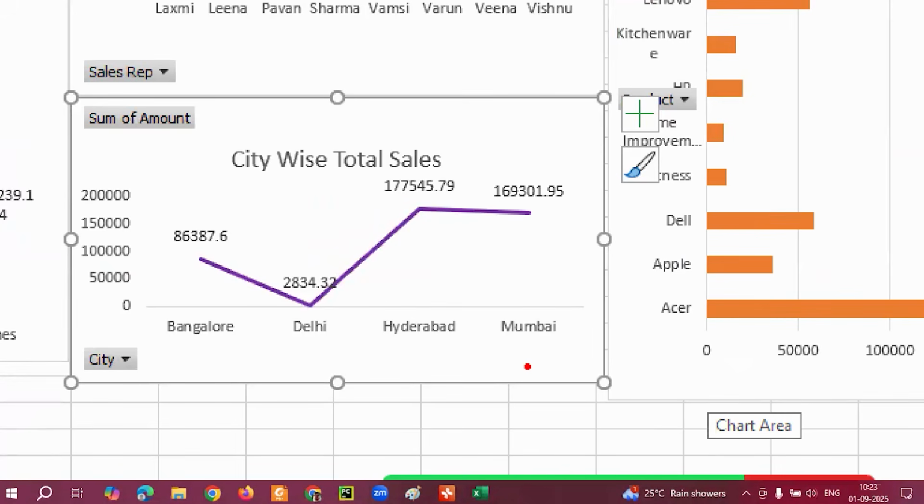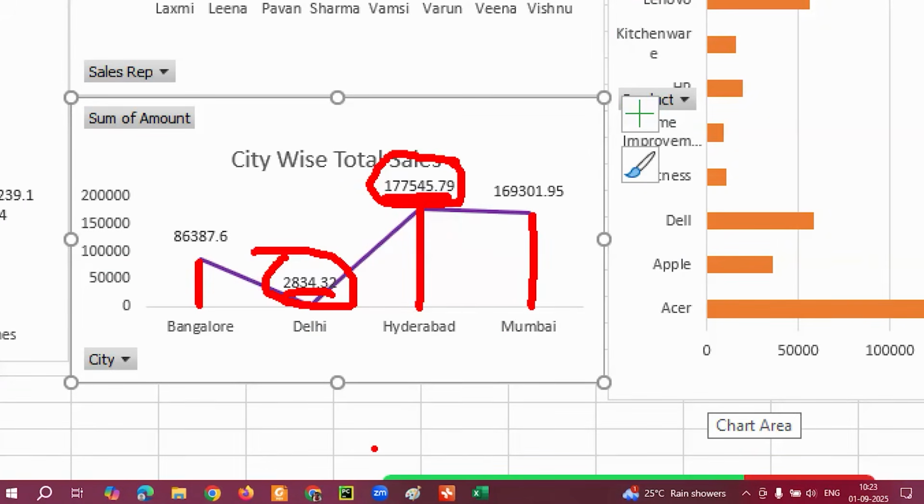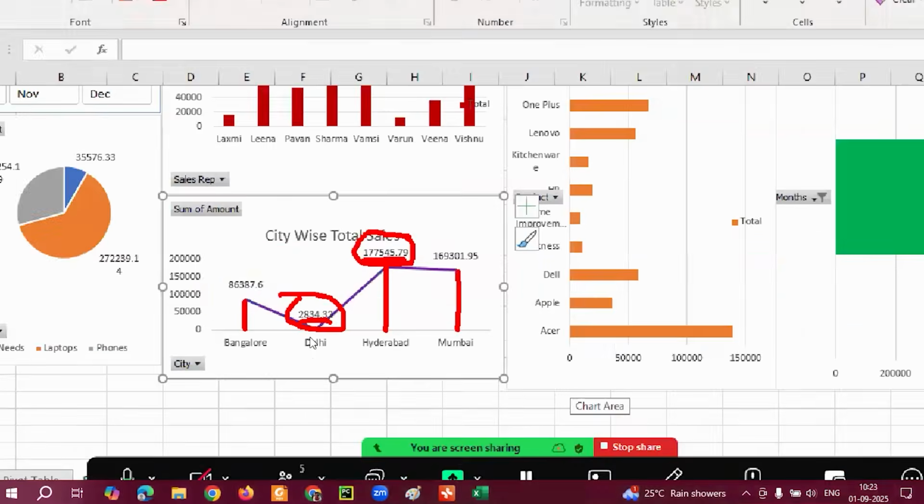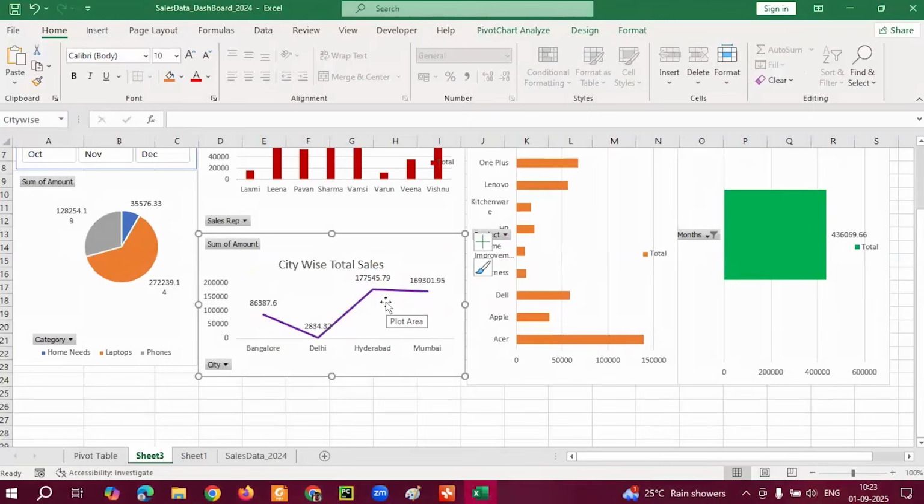Hyderabad, Bangalore, Delhi, Mumbai. Observe the Hyderabad area, 1,77,000. Mumbai area, 1,69,000. Bangalore, 86,000 only. Delhi, 28,000 only. So the highest sales are in Hyderabad in the Jan month, but the worst sales are in Delhi in the Jan month. So we have to give information to the management. Something is going on in Delhi, sir. Please take care of that. Change the branch, change the bank manager or something.